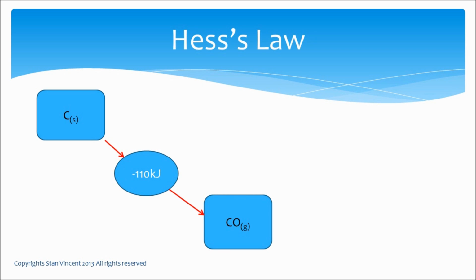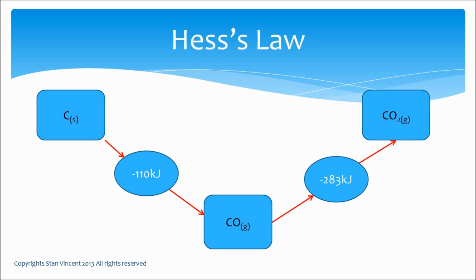Now you can take this carbon monoxide and oxidize it to carbon dioxide. And the energy change associated with changing 1 mole of carbon monoxide to carbon dioxide is minus 283 kilojoules, which is again an exothermic reaction. So now you have carbon dioxide produced using two steps, a two-step reaction. We also know that you can convert carbon directly to carbon dioxide in a single step with an excess of oxygen. And the energy change for that reaction is minus 393.3 kilojoules.